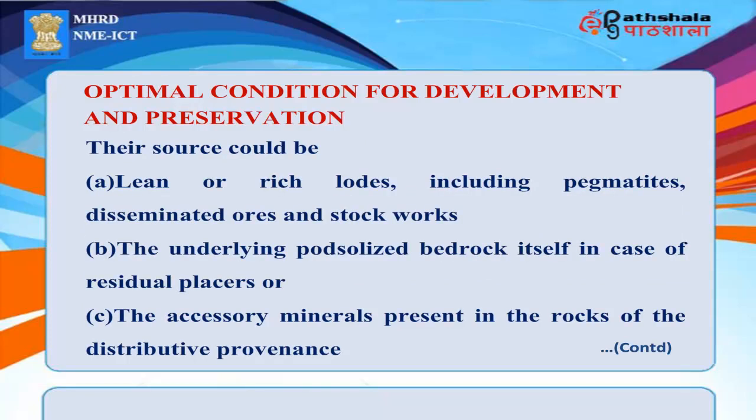Their source could be: A. Lean or rich lodes including pegmatites, disseminated ores and stockworks. B. The underlying podzolized bedrock itself, in case of residual placers. Or C. The accessory minerals present in the rocks of the distributive provenance.